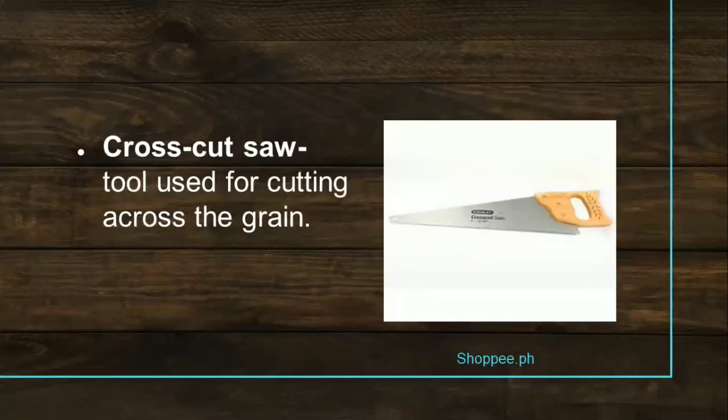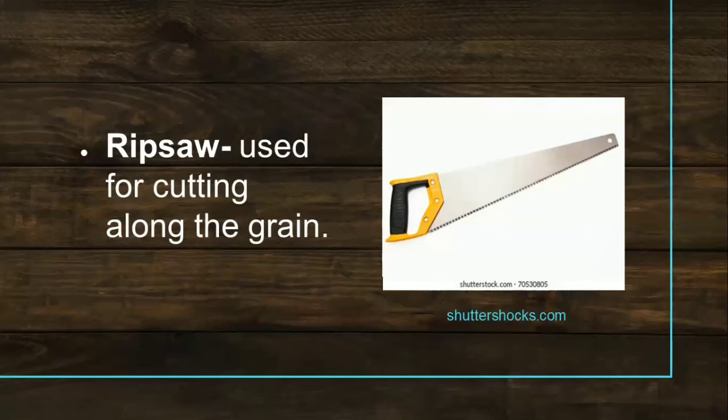Not like the other one, the crosscut saw, where you cut using both pull and push strokes. While the rip saw cuts only on push. Okay? Are you still confused, or do you already know the difference between the crosscut saw and the rip saw?